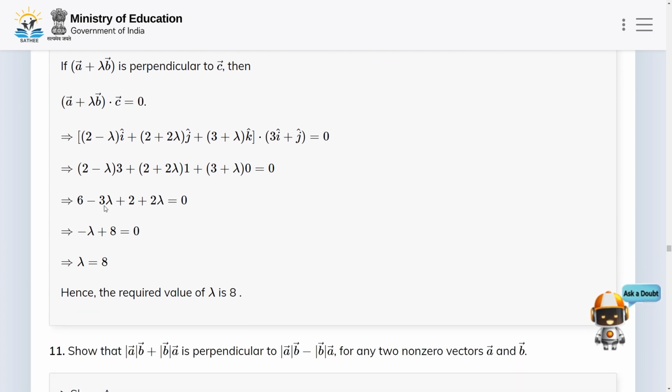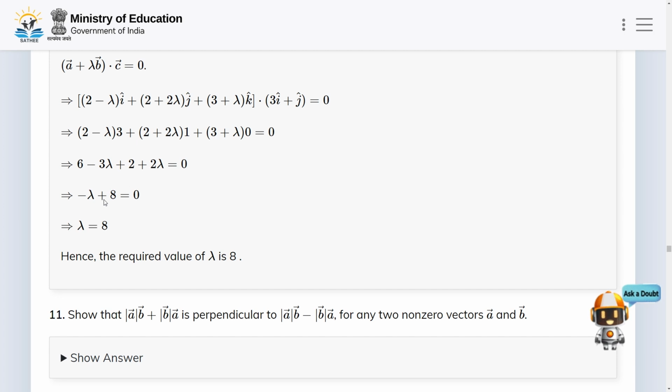Now apply your distributive property. You will have 6 minus 3 lambda plus 2 lambda equals 0. This means minus lambda plus 8 equals 0. This means lambda will be 8. So hence the required value of lambda is 8. Okay, very easy. Clear? Okay. Now 11th problem.